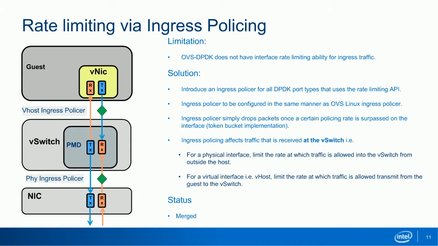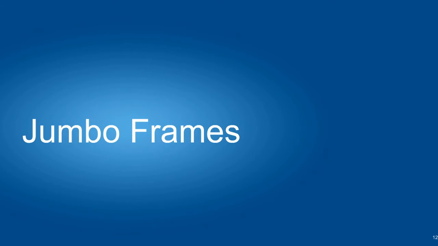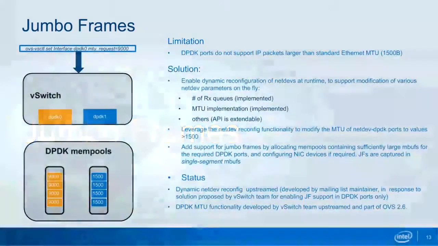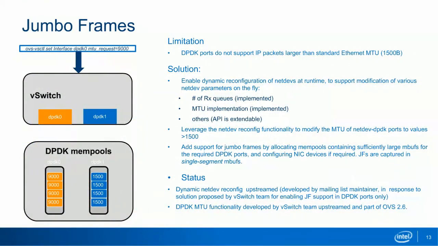So moving forward, the next feature we look at would be jumbo frames. Again, for anyone who's not familiar, the standard largest Ethernet MTU for DPDK ports was previously 1500 bytes in OVS with DPDK. What jumbo frames gives you is the ability to go above this size. So instead of 1500, you can go to larger sizes.